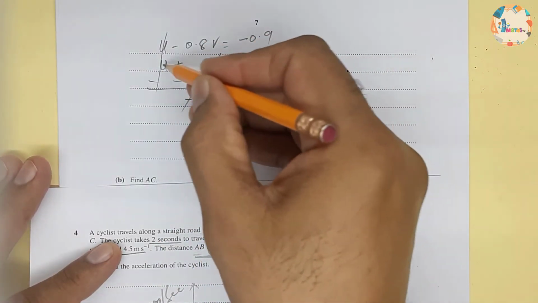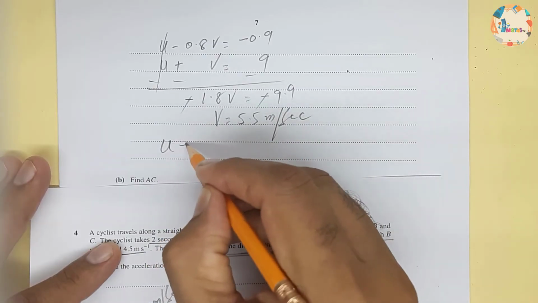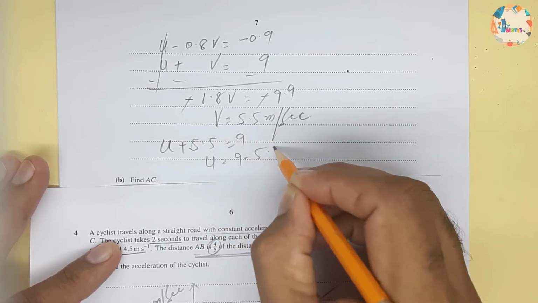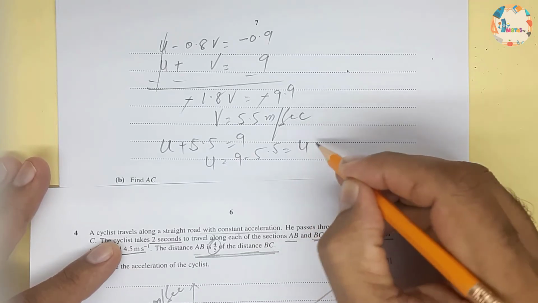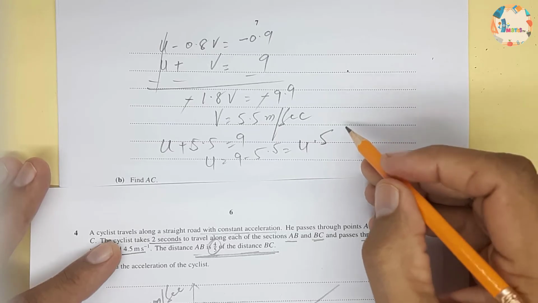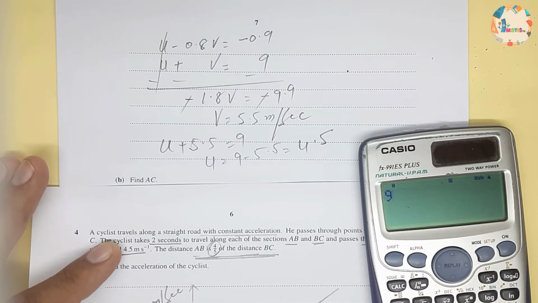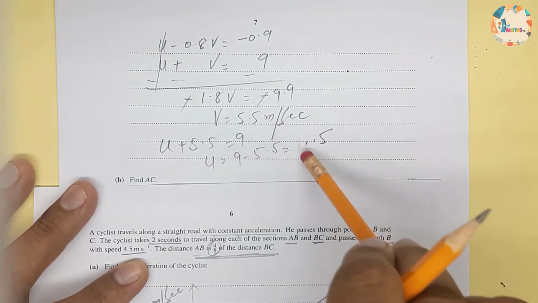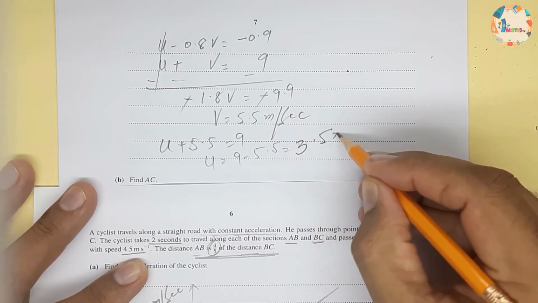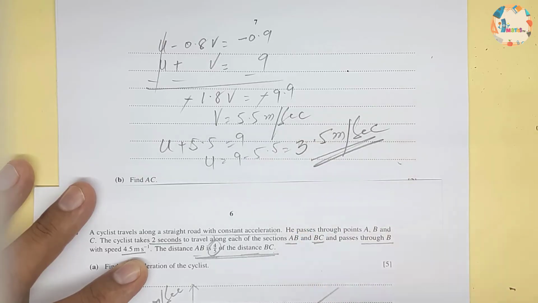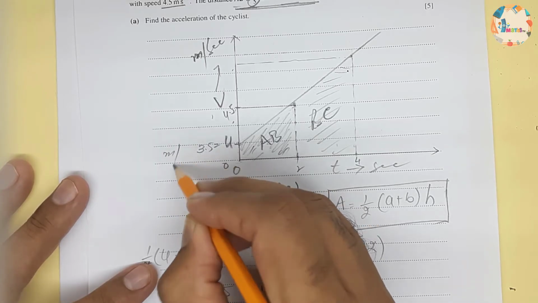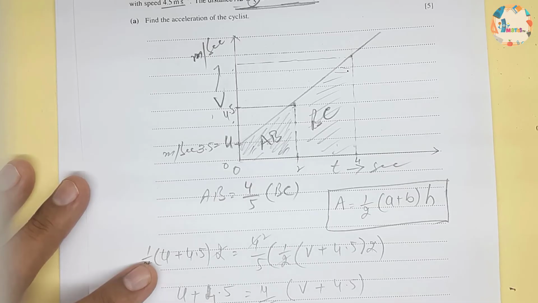This will be the velocity, and we can replace this value in any of these two equations. I'm replacing in this equation. So u plus v, which is 5.5, is equal to 9. So u is equal to 9 minus 5.5, which is equal to 3.5. It's not 4.5, it will be 3.5, so we can rectify this as 3.5 meters per second. So this is basically the u value, and the u value is over here. This value at u is 3.5 meters per second.